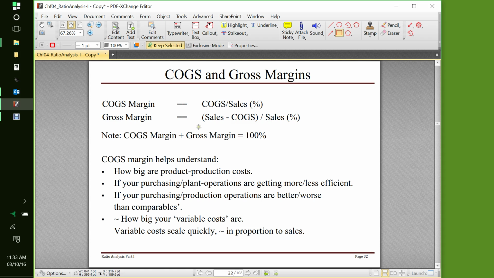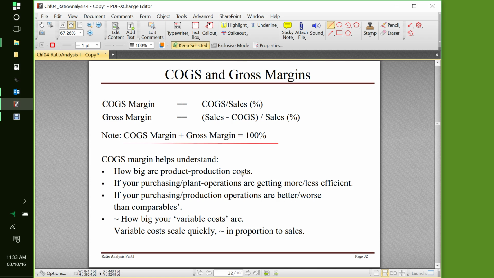And gross margin is complementary to COGS, and many people prefer it over COGS margin. It gives you the same information. Nothing wrong with preferring it over the COGS margin. It is defined to be sales minus COGS, quantity over sales. And one thing you should know if you think about the algebra of this a little bit is that if you add up these two margins, you get 1. Okay, so they're always giving you the same information, just in a different way.